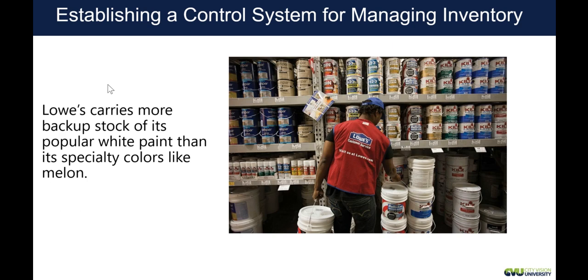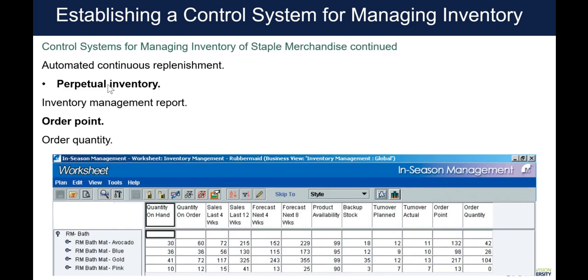So when we look at Lowe's, they're going to carry more backup stock, right, of a white paint rather than a specialty paint, because they know that they might need more white, or they can tint it, those kinds of things. So you're going to look at what's the demand for a specific color, not so much for melon, right? We don't need that, but we do have a higher demand for white. So we might have more backup stock on that. Right? So you have to look at some of these things and just, again, learn your business and learn what you need and how to manage that.